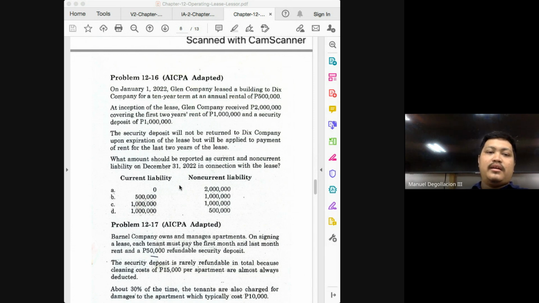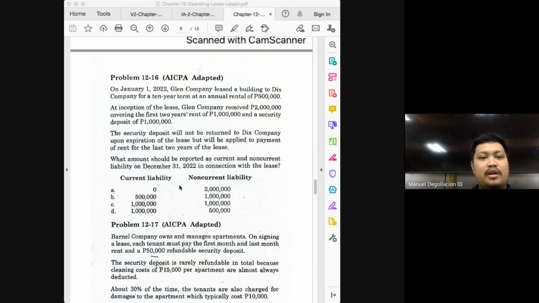The company leased a building for a 10-year term at an annual rental of 500. At inception, the company received 2 million covering the first 2 years rent. Okay, so meaning there's advance rental, there's advance payment, and a security deposit of 1 million. The security deposit will not be returned to the company upon expiration of the lease, but will be applied to payment of rent for the last 2 years of the lease. So basically, the deposit here is just an advance payment. Okay, what amount should be reported as current and non-current liability?